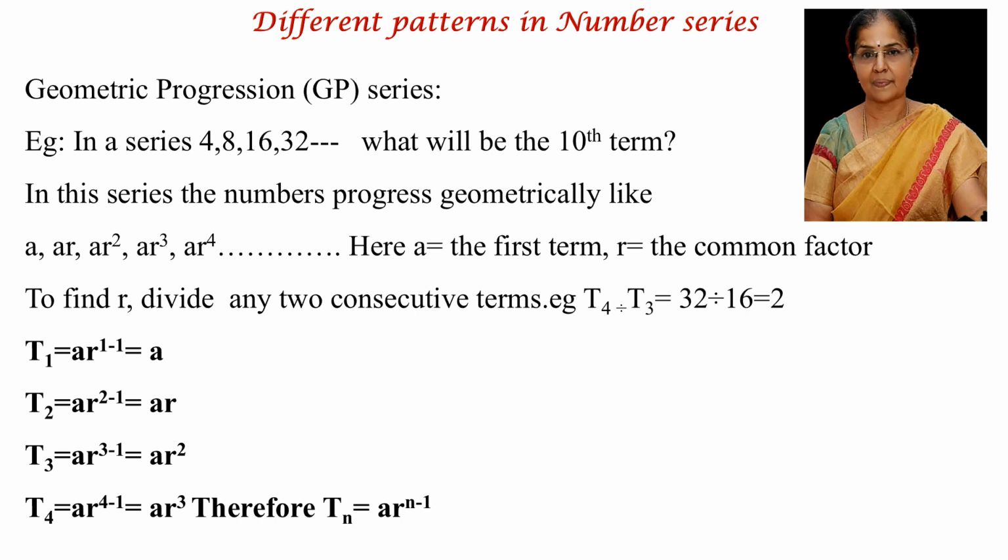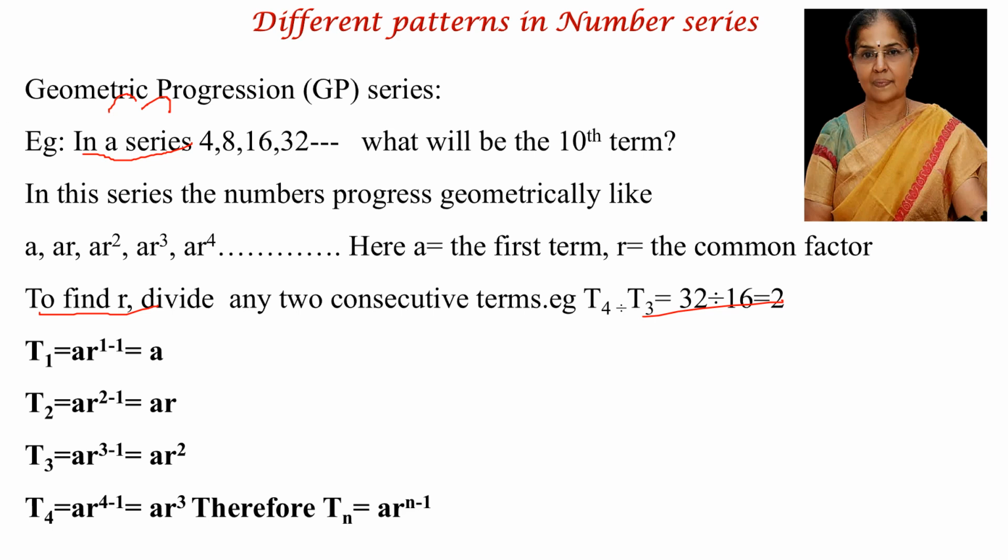How do we find out R? In the same way there we found out D by finding the difference between the two consecutive terms, here we are dividing two consecutive terms. T4 is divided by T3, or T3 is divided by T2, or T2 by T1. You will get the same common factor. So look at the numbers 4, 8, 16, 32. Divide the second term by the first term, you get 2. Or divide the third term by the second term, 16 by 8, you get 2. Or divide the fourth term by the third term, you get 2. So the common factor R is 2.